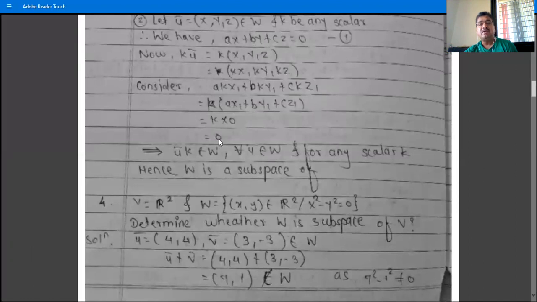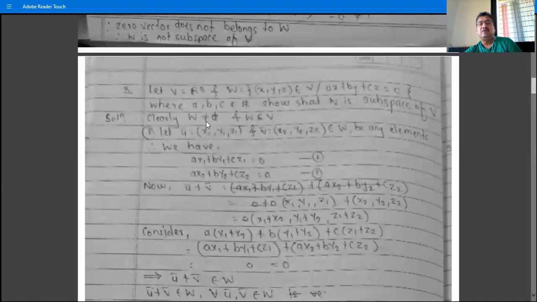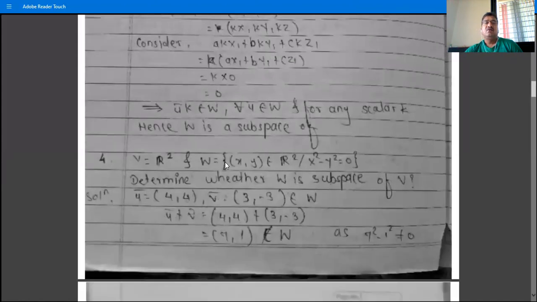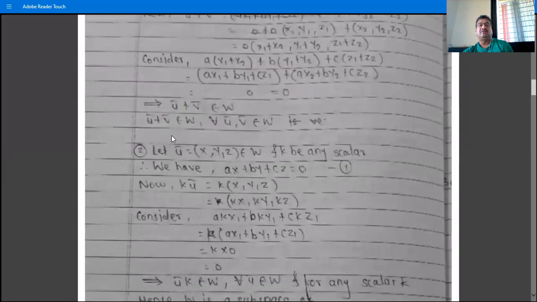And so k into 0 is 0. Therefore we say k u bar belongs to W for all u bar belonging to W and for any scalar k, because this k u bar satisfies the given condition of W. And hence W is a subspace of V, because W satisfies the two conditions. W is non-empty, W is a subset, and W satisfies these two conditions of a subspace. Therefore, W is a subspace of the vector space V equal to R.